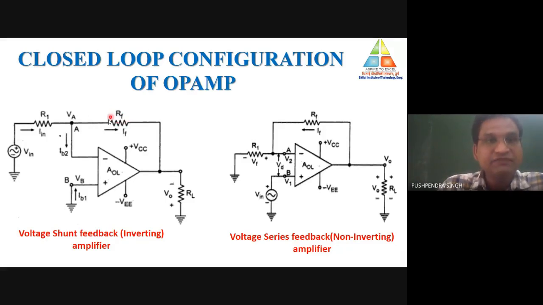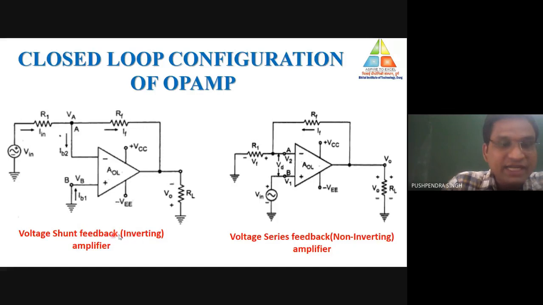And if this feedback voltage is connected in series with the input, then that is called voltage series. So the basic difference between voltage series and voltage shunt is how the feedback element is connected with the input supply. In the left hand side of the circuit, you can see that this feedback element, which is connected with the help of resistance RF, is connected in parallel with the input signal source. That's why it's a voltage shunt feedback.